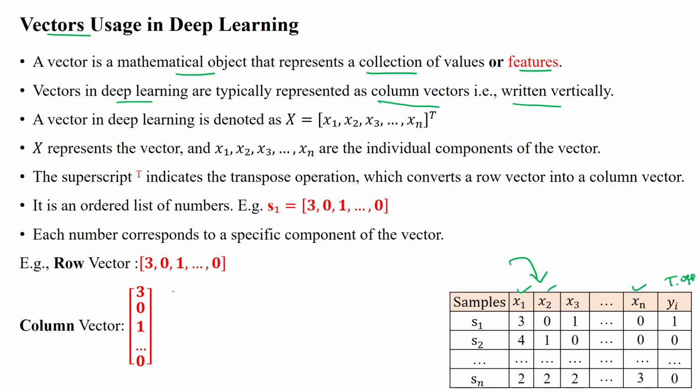For example, look at this. This is a sample which has the feature values 3, 0, 1, 0. In deep learning and machine learning, a neural network uses the column vector to represent its data values for each sample. If you apply the transpose, you get the values transformed from a row vector into a column vector.